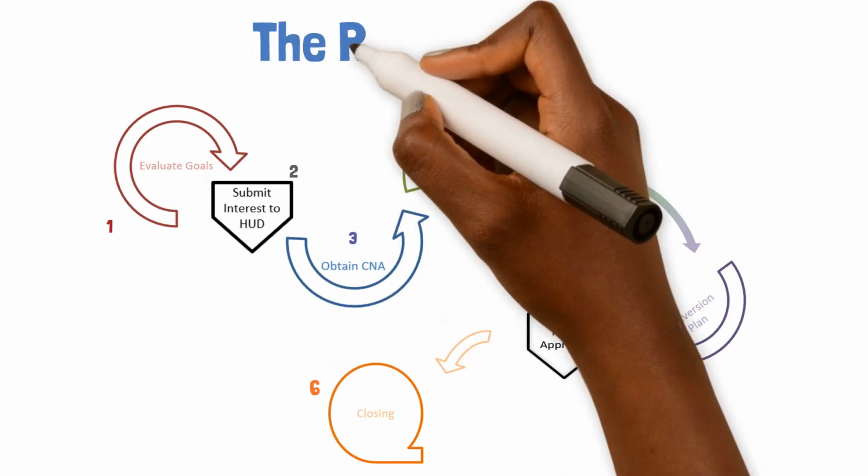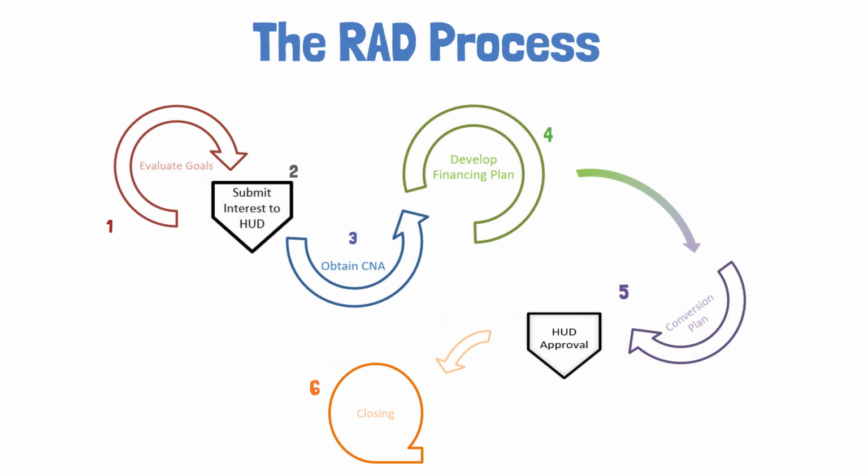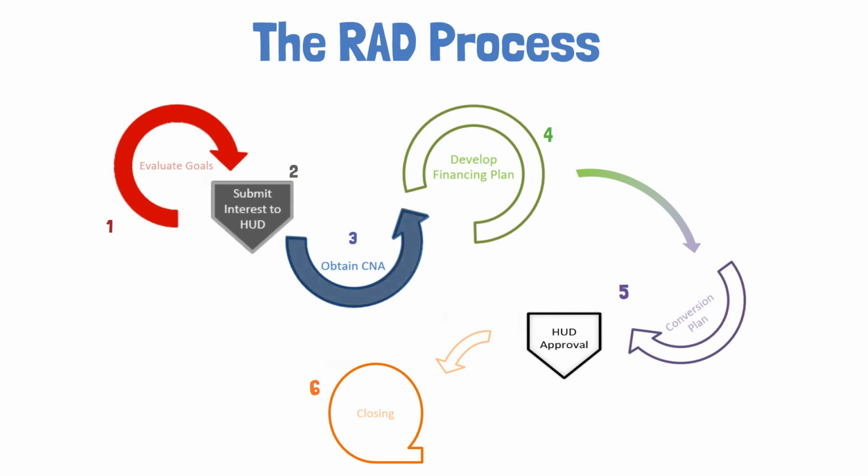HUD's primary criteria for converting a property through RAD is to ensure the property addresses all current rehabilitation needs and will be financially viable throughout the term of the HAP contract. To this end, an owner must develop a plan to ensure financial viability of a property by doing the following. 1. Evaluating goals to determine a basic strategy for the property's future. 2. Communicating to HUD the owner's interest in pursuing a RAD conversion. 3. Obtaining a capital needs assessment, or CNA, to determine the capital needs of the property.